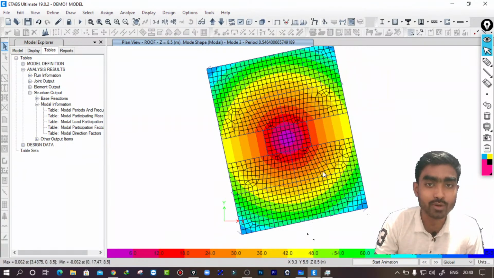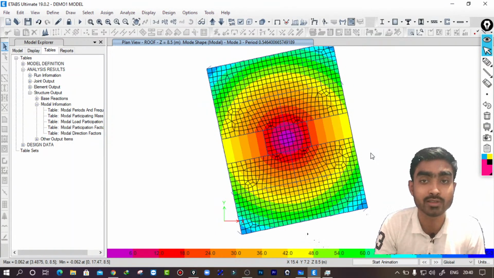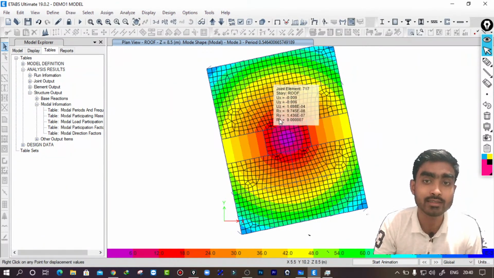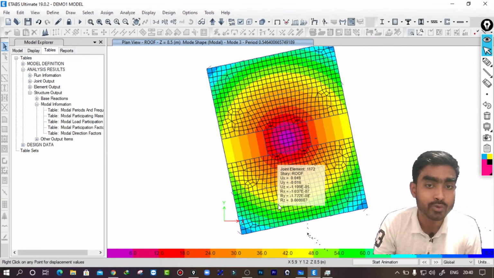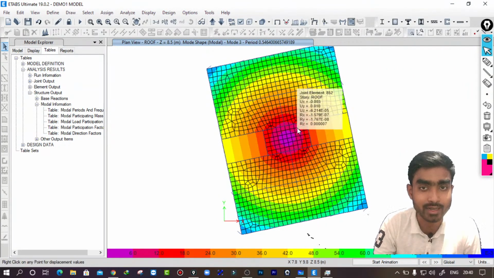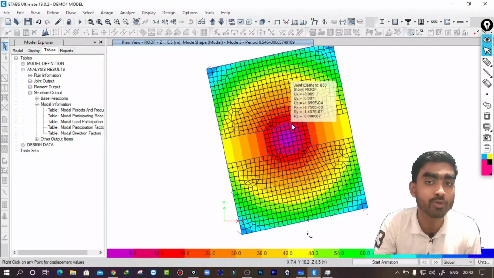Okay, so this contour will help you to correct your rotational modes. If we have any rotational mode in the structure in the first mode itself, this contour will tell you which part of the structure is not moving. Here we can see clearly that the center of the part is not moving, because this is the center.